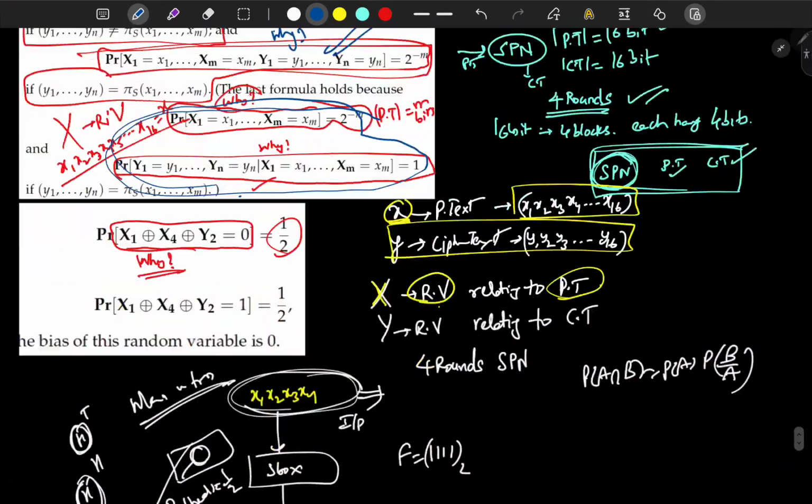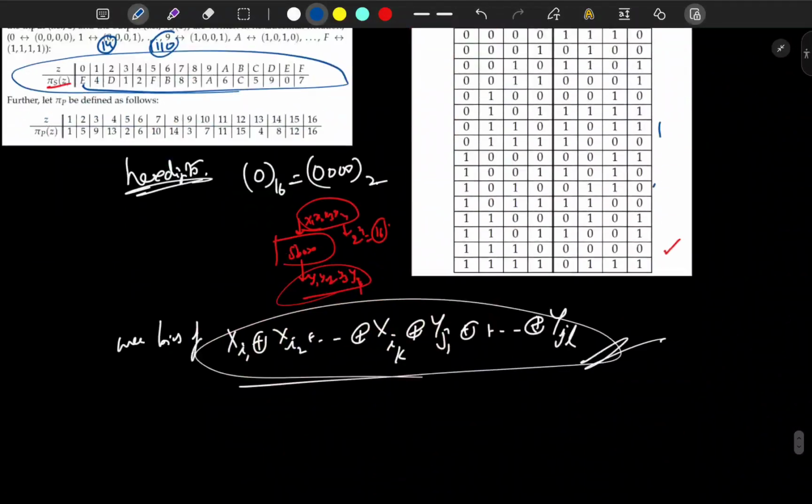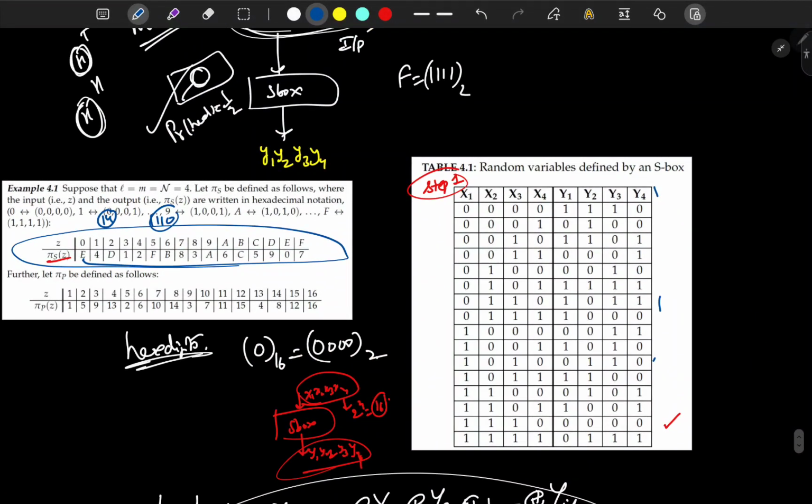Okay, this is the simple thing. x1 x4 y2. So now simply XOR it. I told you XOR is nothing but addition. So simply do addition: 0 0 y2 0. So all this thing is 1. Again 0 0 0.